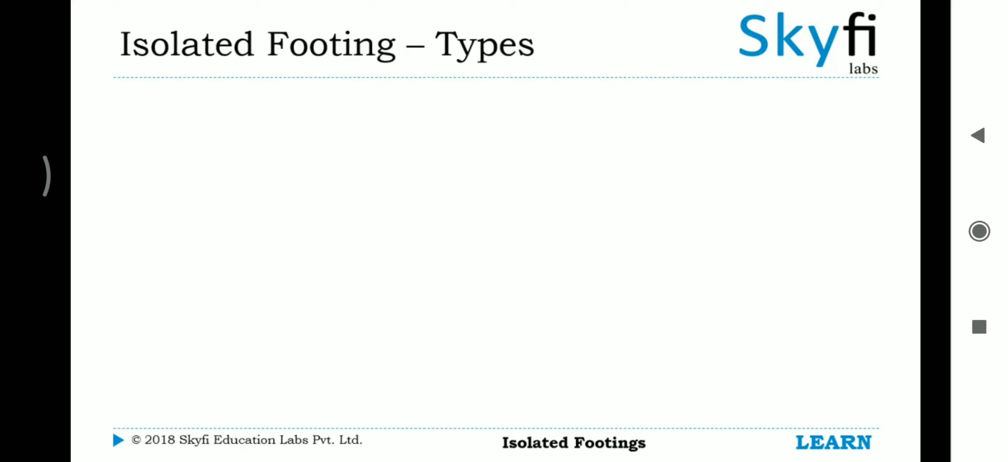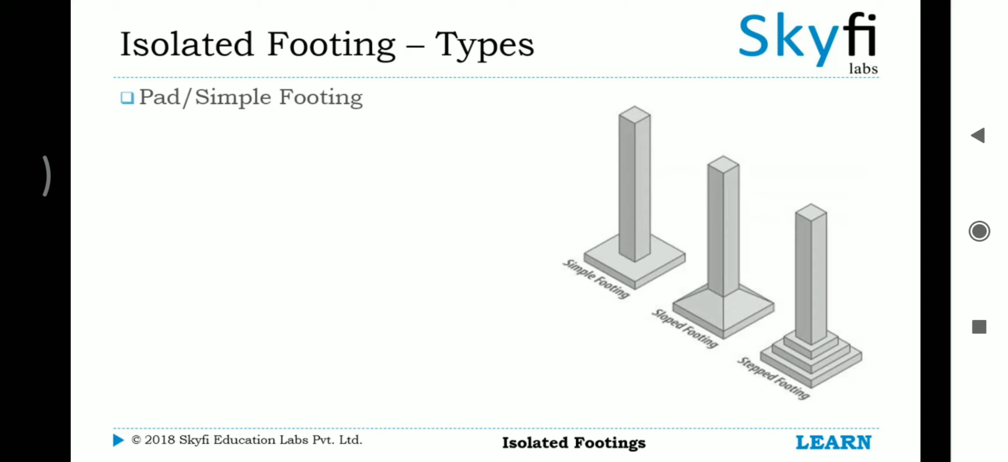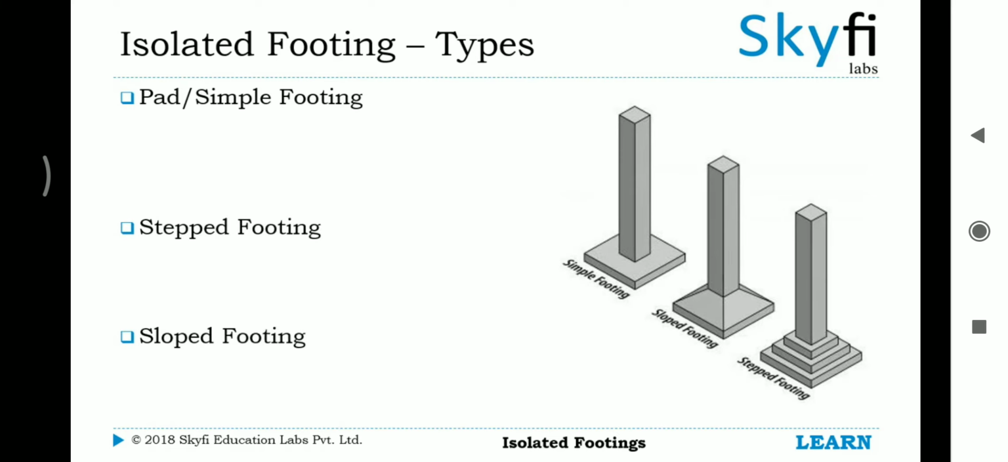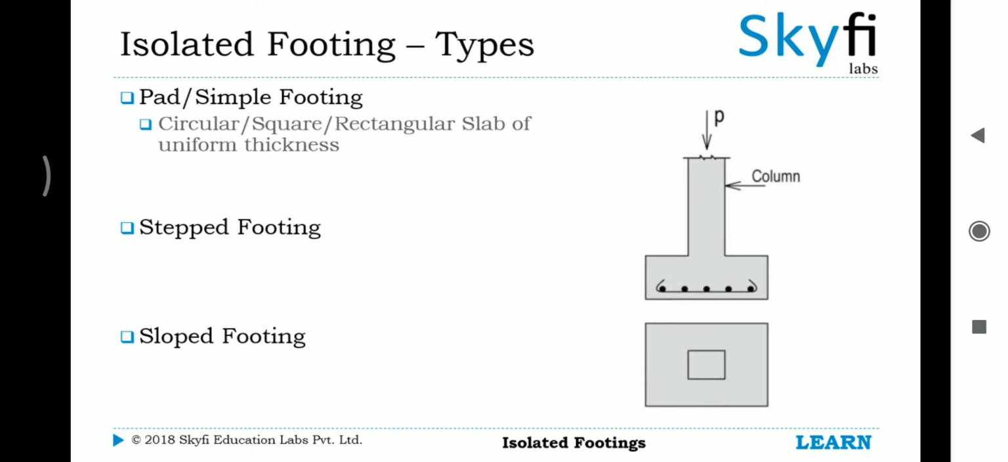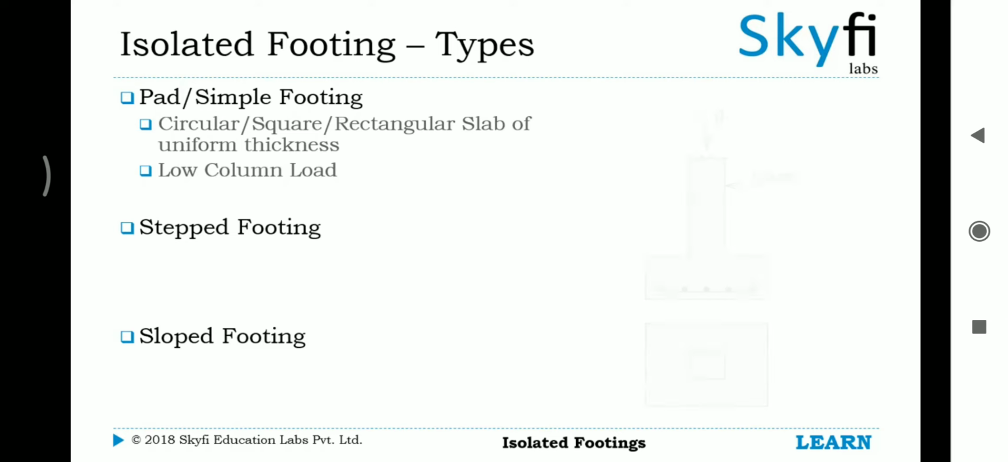There are primarily three types of isolated footings: pad footing, or a simple footing; stepped isolated footing; and sloped footing. Pad footings are generally square, or rectangular, or circular slabs of uniform thickness, which are provided under each column, independently. They are used when the load on the columns is less.